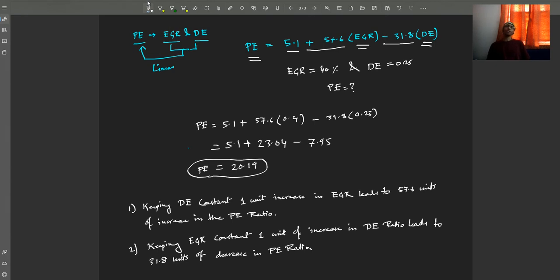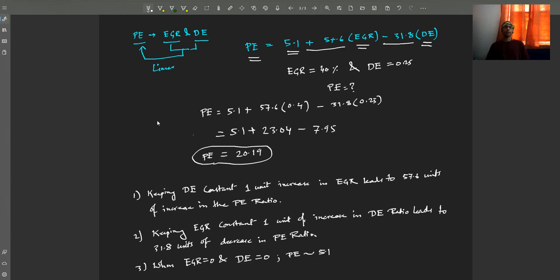Now what does this 5.1 mean? This means that when earnings growth rate is 0 and debt to equity ratio is 0, then the PE ratio generally tends to be 5.1. So the third point we can write here: when EGR is 0 and DE is also 0, PE tends to be equal to 5.1.